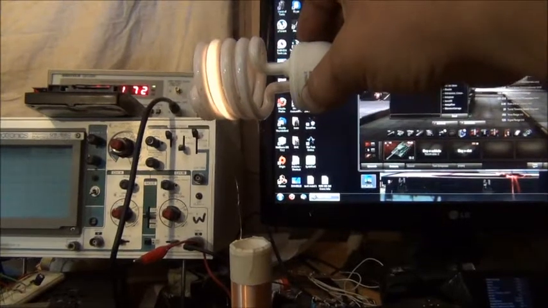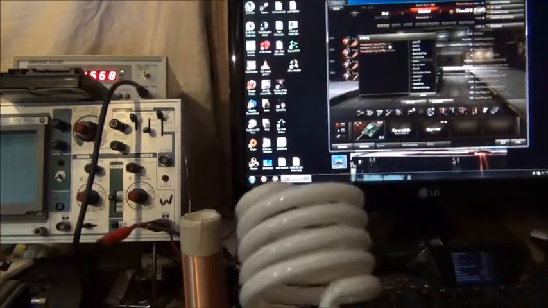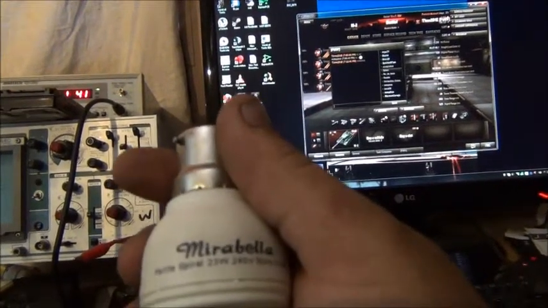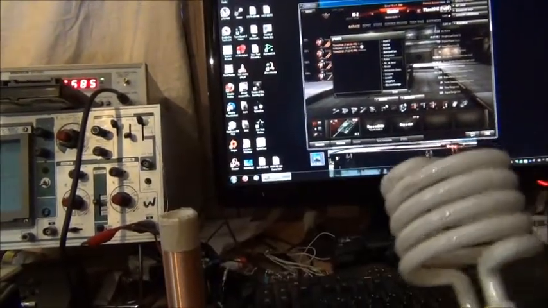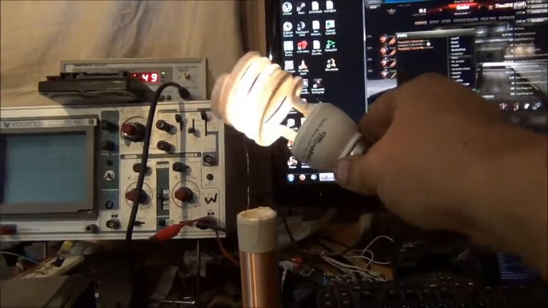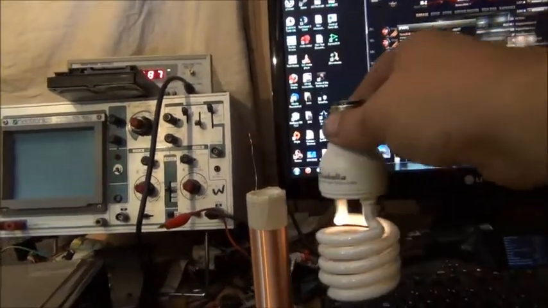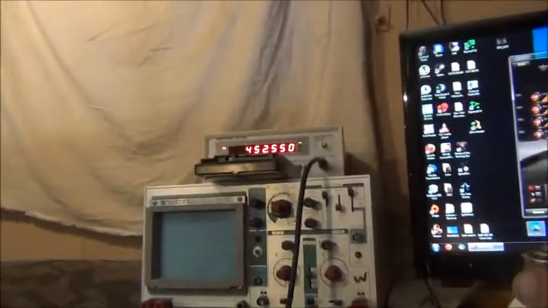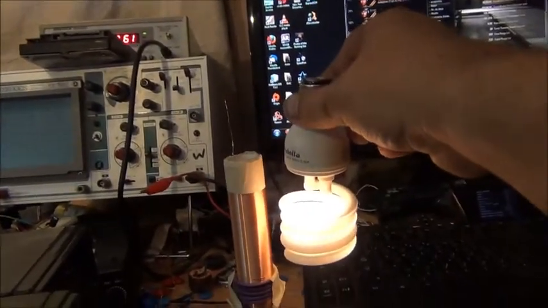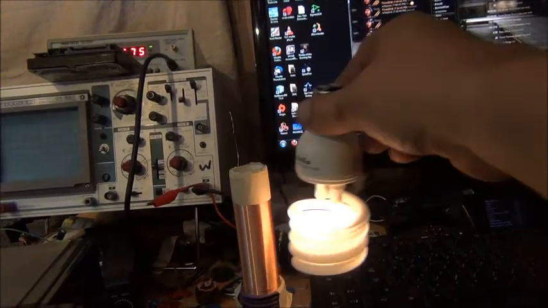Now, the range isn't great. This is a 27-watt Mirabella CFL. I know other people have said you should try a 4-watt, but, you know... That's 27 watts. Frequency changes a lot on the frequency meter as you do things. I don't know whether it's actually because power's being absorbed or what.